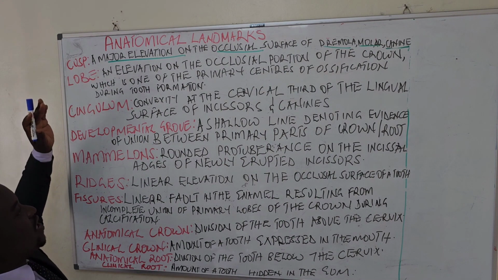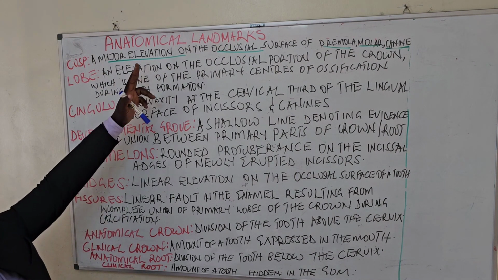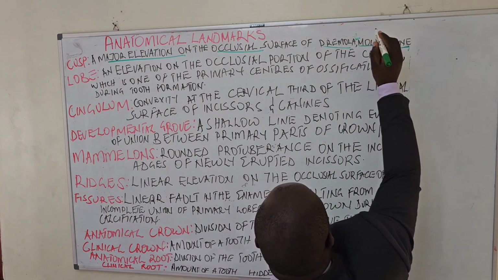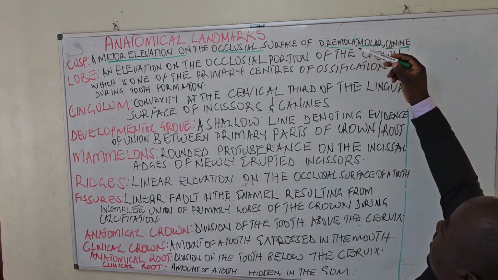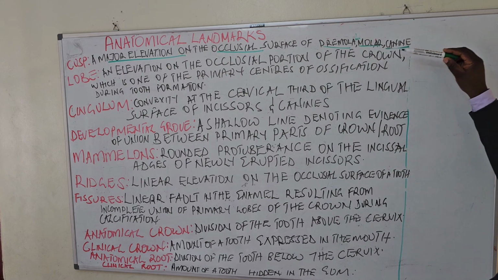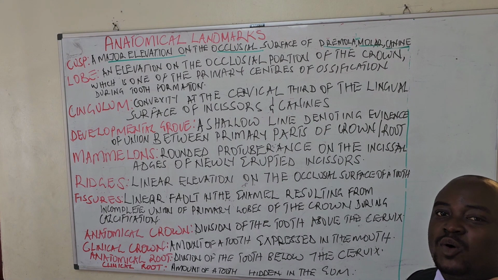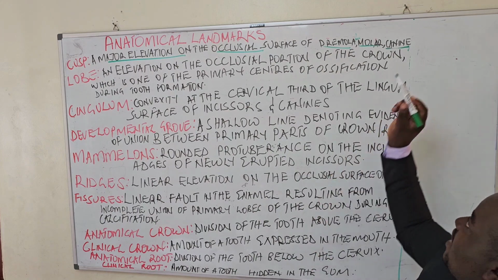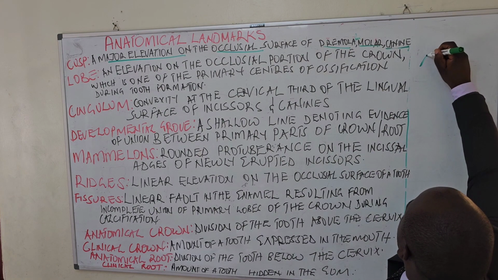Anatomical landmarks, we are saying for a tooth, we have an anatomical landmark called a cusp. A cusp is a major elevation on the occlusal surface of a premolar, molar, or canine. It means it is not found on incisors. Because for them on the occlusal surface, there is an incisal edge, just as flat as you can see it. But the canine, molars and premolars have the major elevation on the occlusal surface.